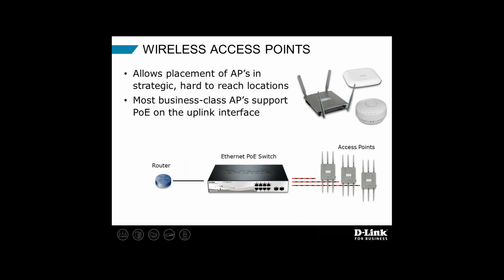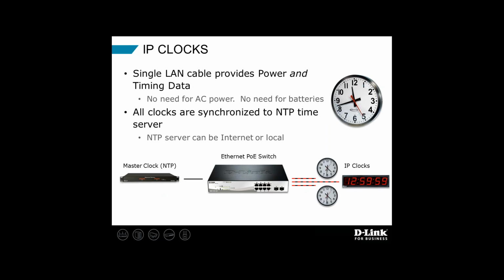Wireless access points, I've mentioned that already. Another very common use of POE today. It allows me to put my access points in strategic locations where they'll be optimized for my wireless networks, and I don't have to worry about whether or not it's within reach of an AC outlet for the wall wart. As long as I can reach it with my LAN cable, then I'm good to go. All of D-Link's business class access points support power over Ethernet, as I suspect most of the other AP vendors do as well.